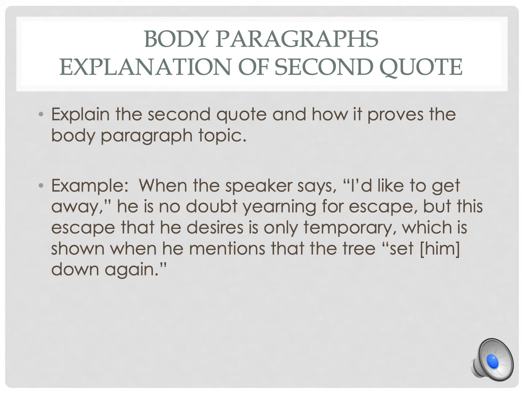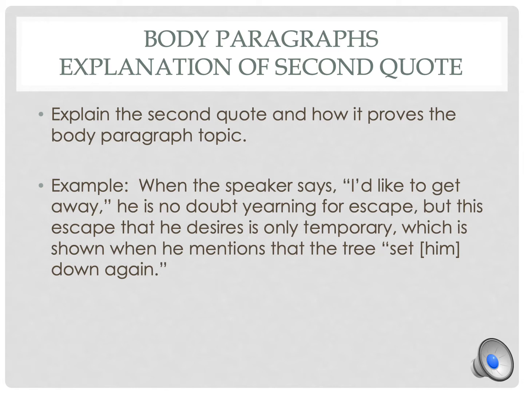Now, once again, I'm also going to explain this quote. I'm going to analyze it. I'm going to show exactly how it proves the point about escape. When the speaker says, I'd like to get away, he is no doubt yearning for escape. But this escape that he desires is only temporary, which is shown when he mentions that the tree set him down again. Now, you don't always have to use quote dissections where you're taking out little pieces of the quote. It is nice proof to do that, but you can just sum it up specifically. What I don't want you to do is just repeat exactly what the quote said. Remember, you're analyzing and you're connecting the quote back to your point, which in this case is a theme that's shown in the poem.